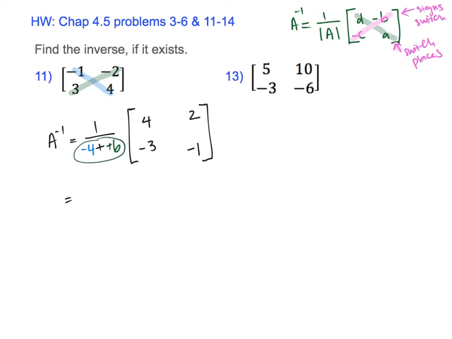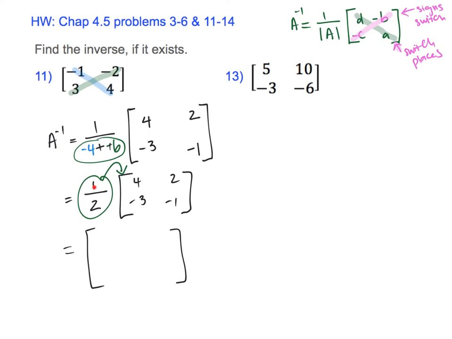If I add up those numbers there, that's 1 over 2, right? -4 plus 6 is 2. And so I have a 1/2 in front of my matrix. I'll bring down the matrix here. So it looks like I'm distributing a 1/2 into this matrix. Remember, this number here is just your scalar, and you multiply it into everything in the matrix.